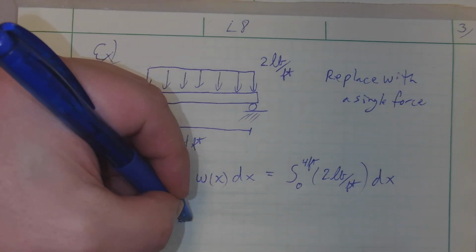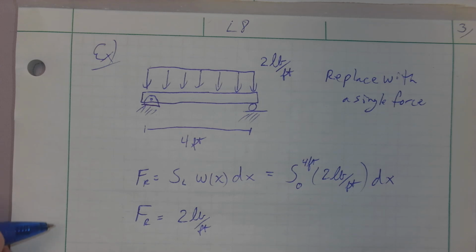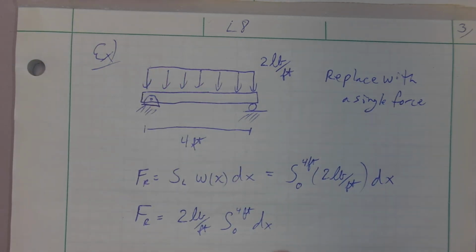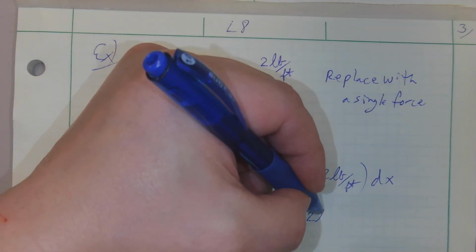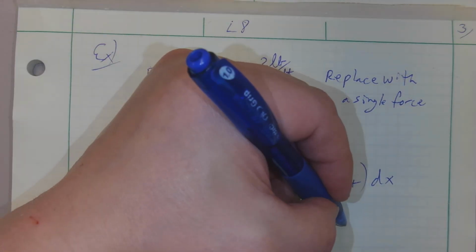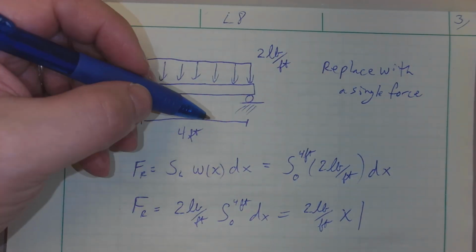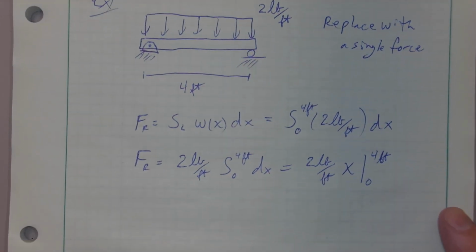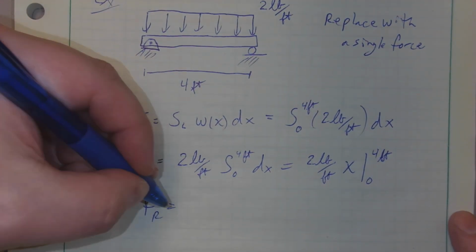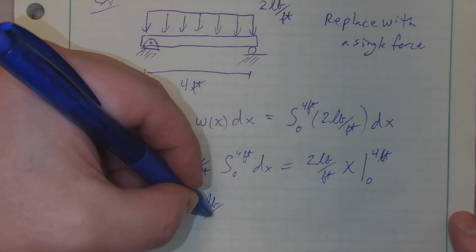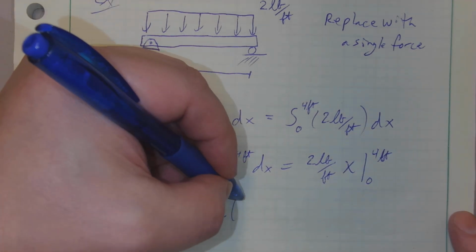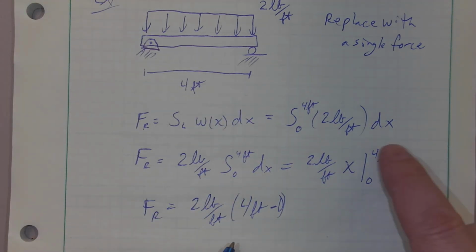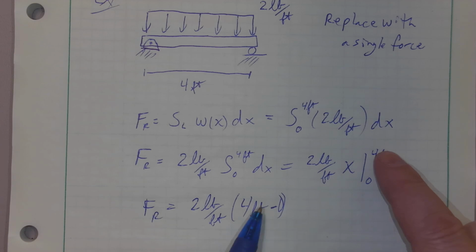So I'm going to pull all that out, 2 pounds per foot, that all comes out of the integral. And now I'm just integrating from 0 to 4 foot with respect to X. Well, the integral of dx just becomes X. Integrating a constant is the easiest integral to integrate. So 2 pounds per foot times X from 0 to 4 foot. I'm going to plug these in. So F_R is 2 pounds per foot. I'm going into painful detail here. You don't necessarily have to do this every time, but the first time we do it, it's good to go into painful detail. So I plugged in for X here, 4 foot, and then 0.